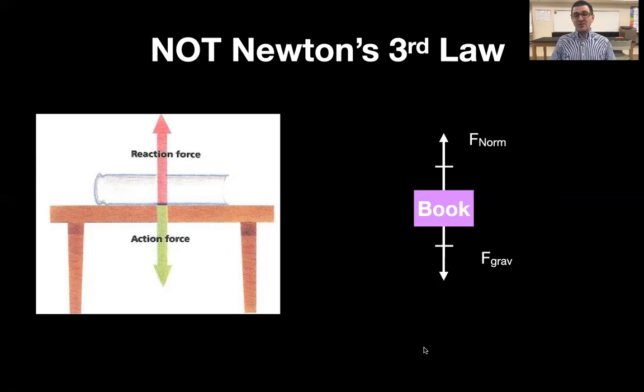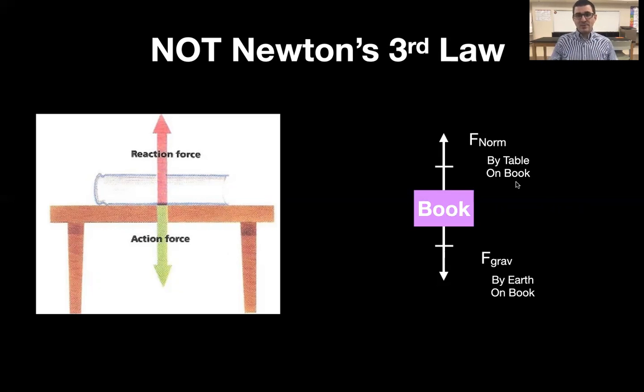But they do not meet a very important rule: by B on A, by A on B. The force by the table on the book pairs with the force by the book on the table, not the force by the earth on the book. So this is not a Newton's third law interaction force pair because it does not follow the rule by A on B, by B on A.